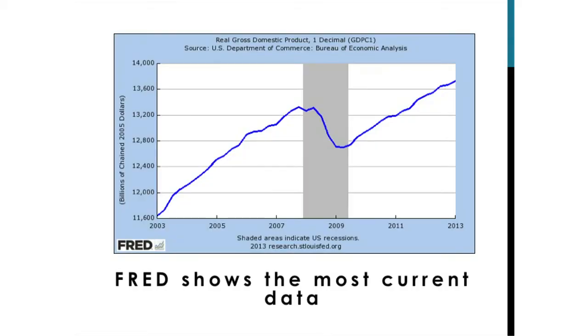Many of you may be familiar with FRED, but when you go to FRED, you see current data. So here we have real gross domestic product, which is released by the Bureau of Economic Analysis on a monthly basis. When you go to FRED, you'll see that this is current, and when you hear people talk about headline figures, they usually talk in terms of current figures.